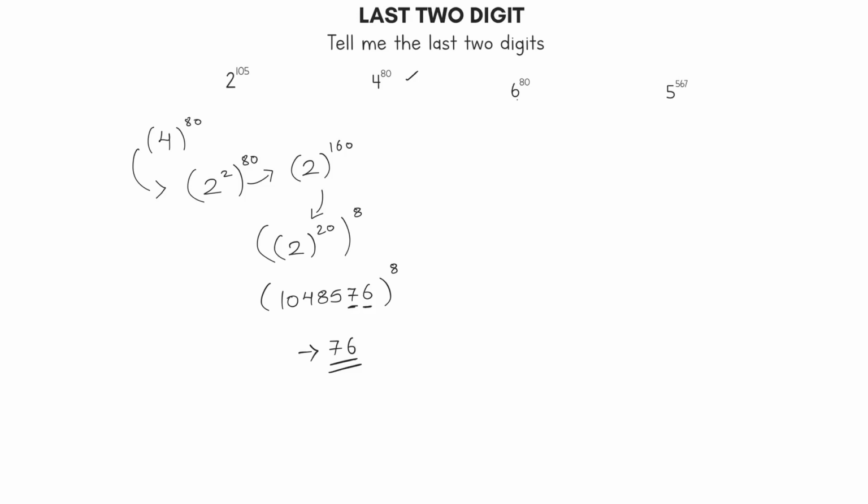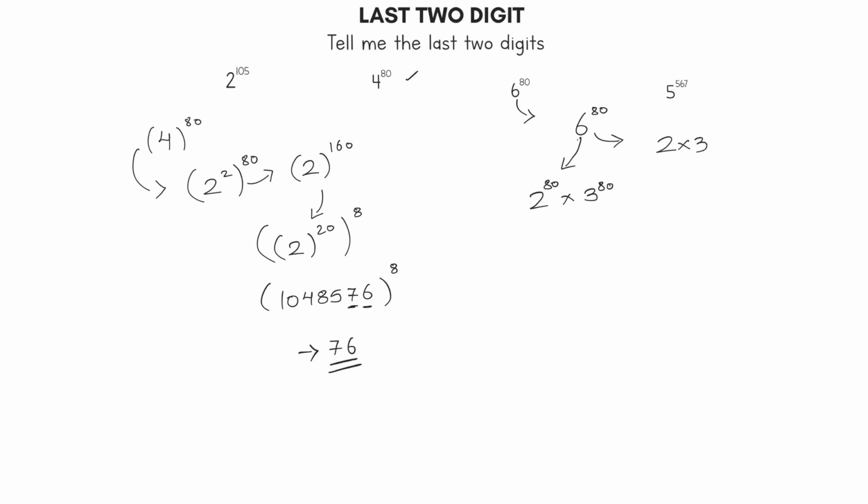Let's now apply the same thing to 6. Now I'm being given 6 raised to 80. Now there is a problem. Why? Because there is a 6 here which is made up of 2 and a 3. So I'll split this 6 as 2 raised to 80 into 3 raised to 80. In case you are wondering how I did this, very simple.